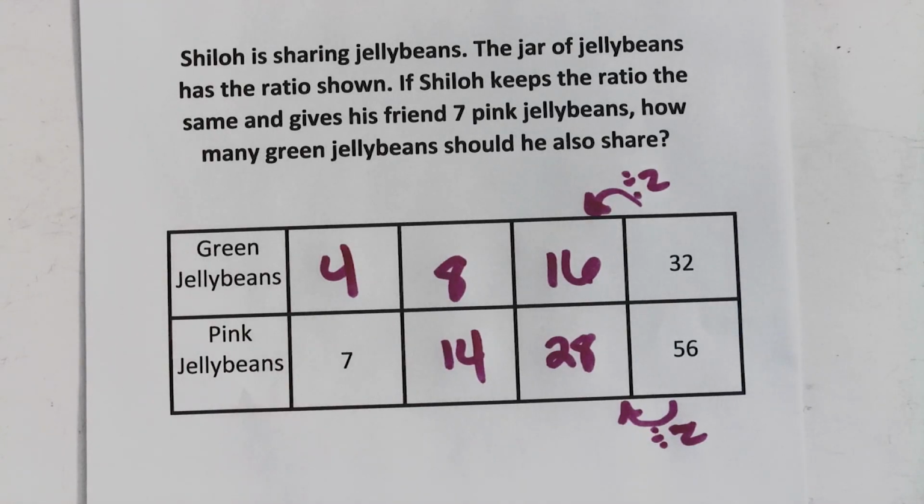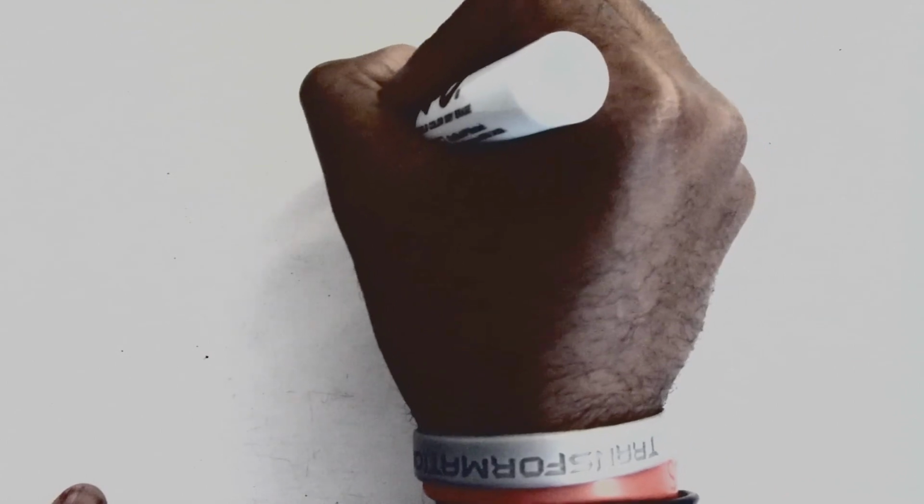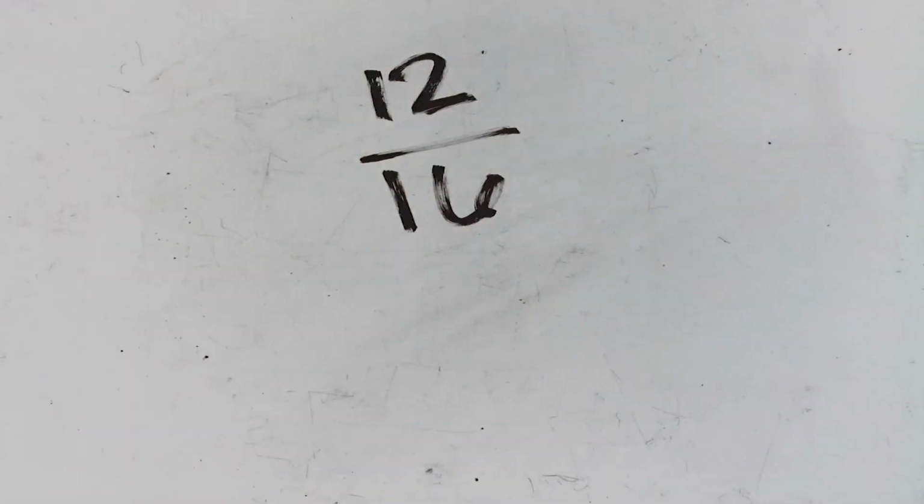pink jelly beans. Using what we've done today, I'd like you to take a moment to write 3 equivalent ratios for this term here. 12 to 16. Make sure you use both multiplication and division, and remember there are many possible answers. You just find 3 and we will compare.